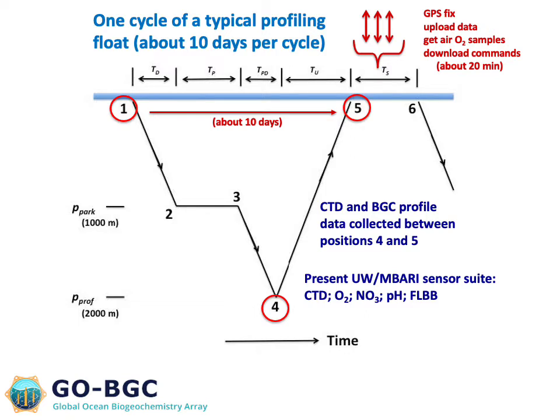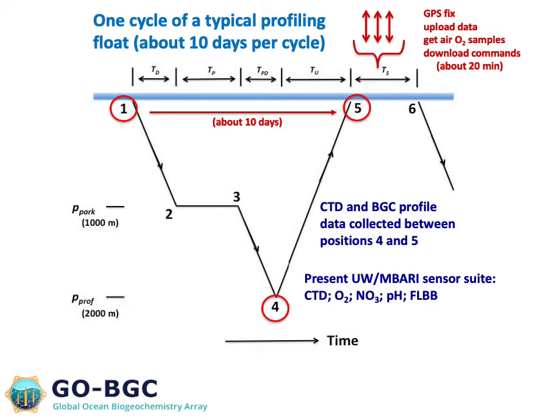That will take several hours, and then at position 4, the bladder will once again be pumped full of oil, and that will cause the density of the float to decrease, and the float will ascend from position 4 to position 5, which may take 6 hours or so, and that is where the CTD and BGC profile data are collected, between positions 4 and 5.